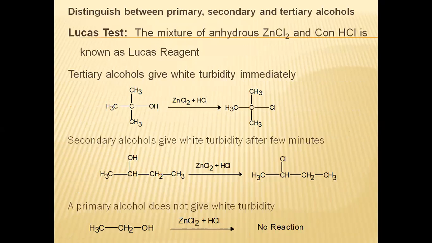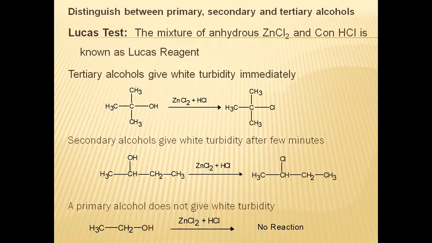So how can we distinguish primary, secondary, and tertiary alcohols? It is also one of the important questions. Primary, secondary, and tertiary alcohols can be distinguished by three methods: the Lucas method, the Victor Meyer method, and another one called the oxidation method.